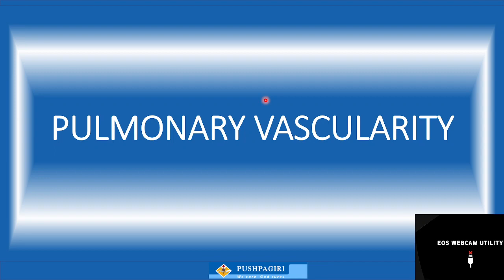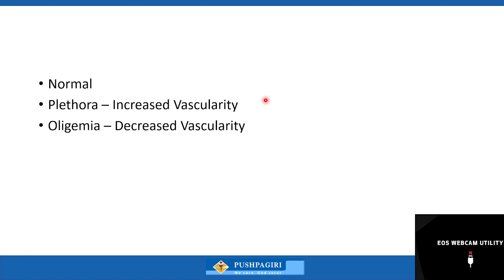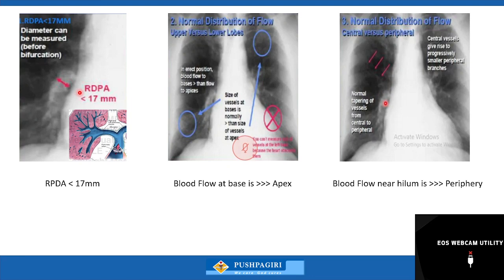Now we come to the pulmonary vascularity. Pulmonary vascularity can be normal. It can be increased in a scenario which we call pulmonary plethora, and it can be decreased in a scenario we call pulmonary oligemia. This plethora and oligemia apply to pulmonary arterial vascularity. So what is normal? In an AP view, we can see the right descending pulmonary artery well. Normally in a person, the right descending pulmonary artery should be less than 70 mm. That is normal.